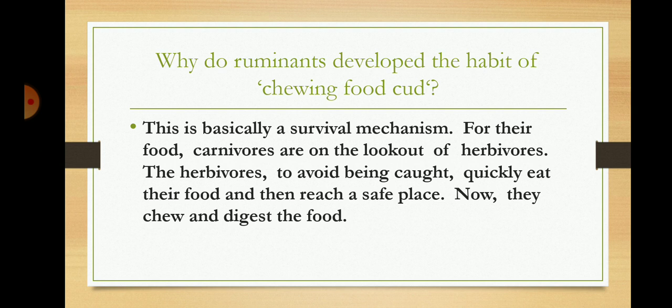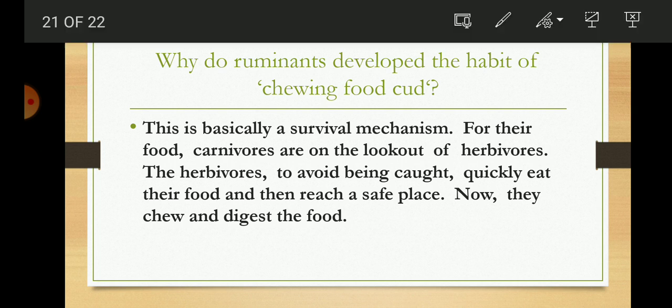So that is why they have developed this special mechanism for eating the food again. So this is basically a survival mechanism. This mechanism is developed by them for survival and for their food. The carnivores are on the lookout for the herbivores, and herbivores, to avoid being caught, quickly eat their food and then reach safer places, and now they chew there and digest the food.